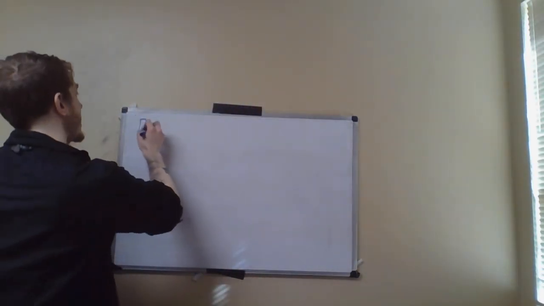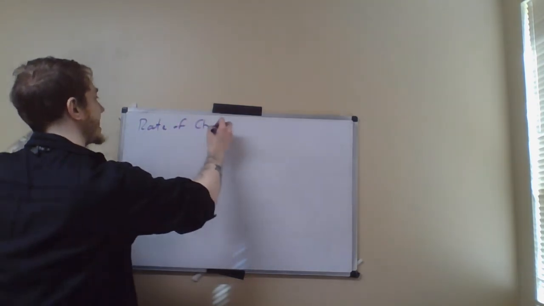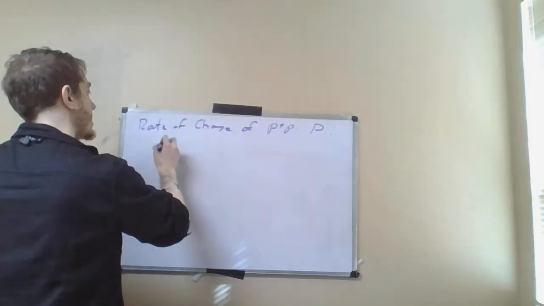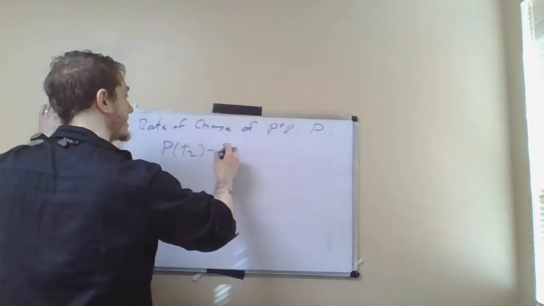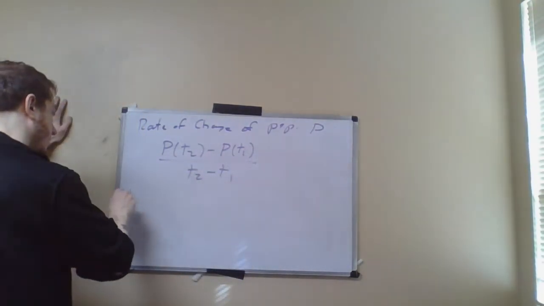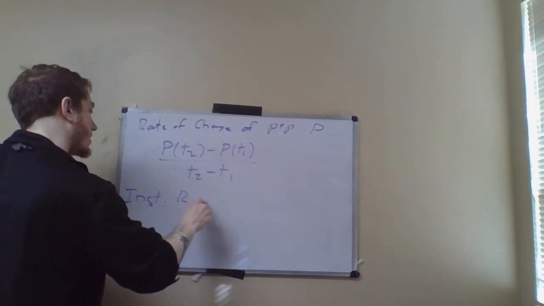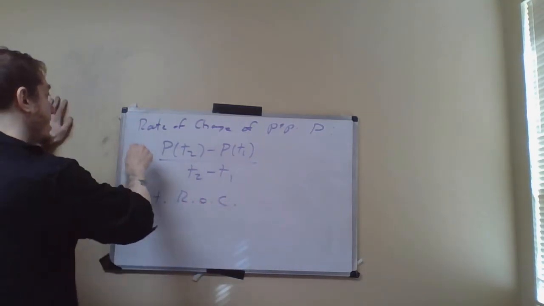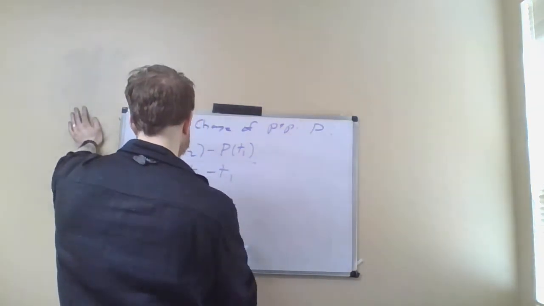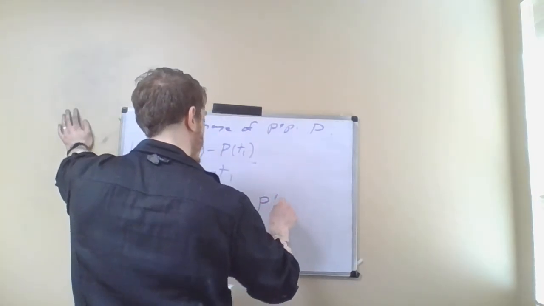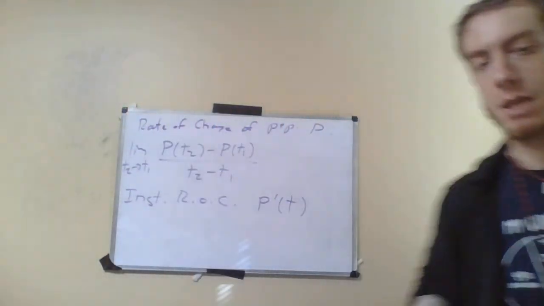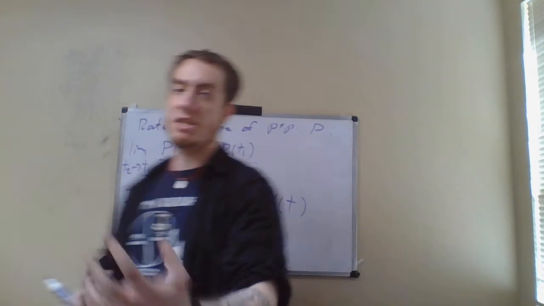Well, then the rate of change of population P is going to be P of T2 minus P of T1 divided by T2 minus T1. So the instantaneous rate of change is going to be the limit as T2 approaches T1. The instantaneous rate of change, therefore, is just going to be P prime of T. In other words, it's the derivative of the population function. So this means derivatives can show up in biology.